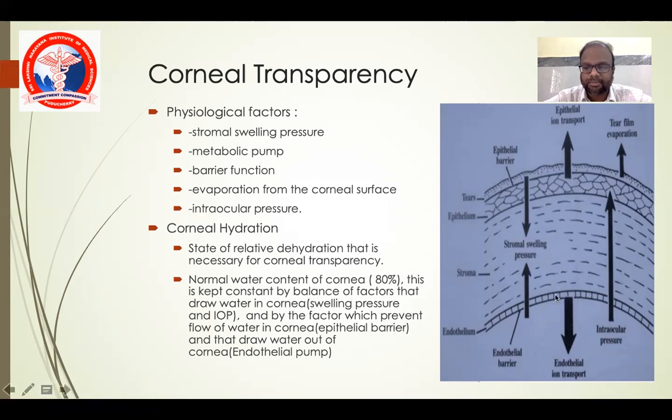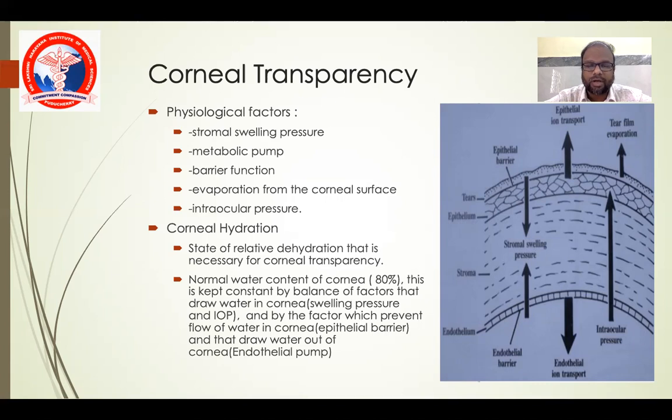There is also a contribution by the intraocular pressure. The intraocular pressure constantly exerts a pressure on the endothelium, thereby trying to push water into the cornea in case of an increased intraocular pressure, or allowing the water to come back into the aqueous humor in case of a reduced intraocular pressure. So all these mechanisms contribute to the transparency of the cornea.